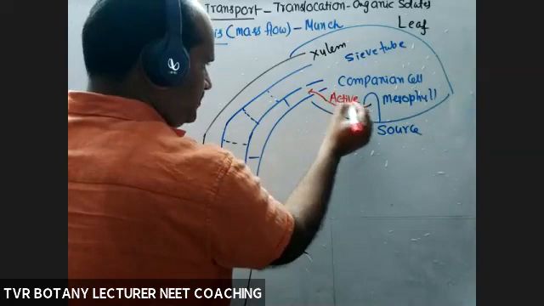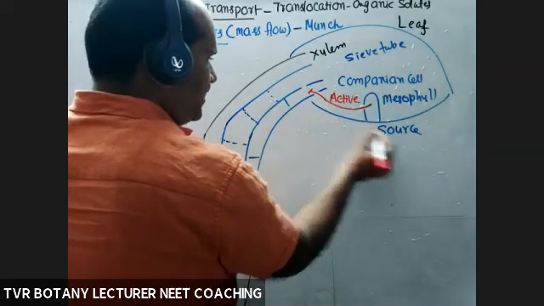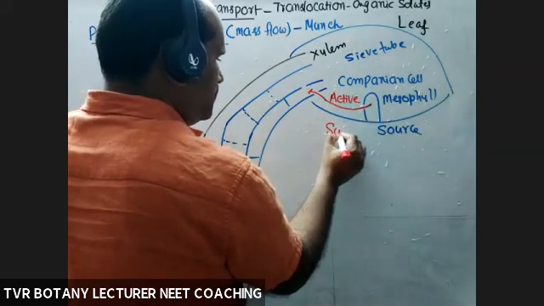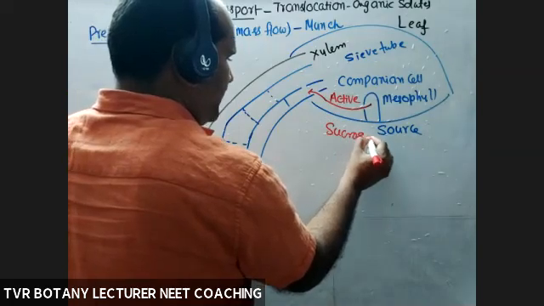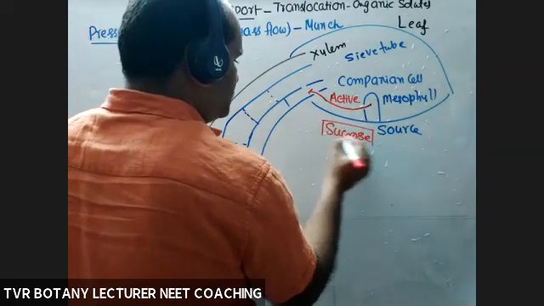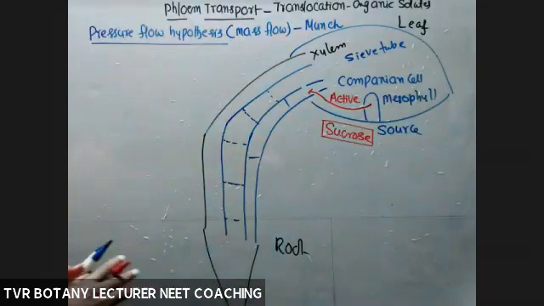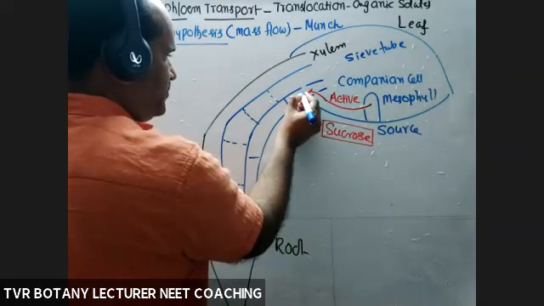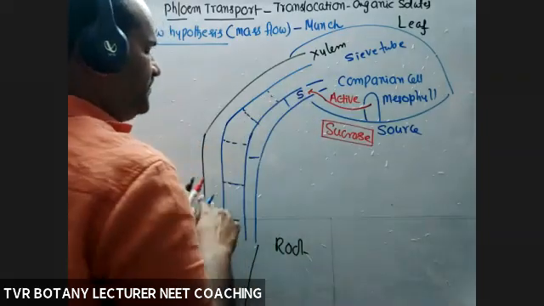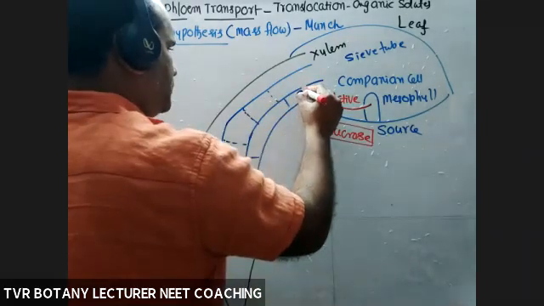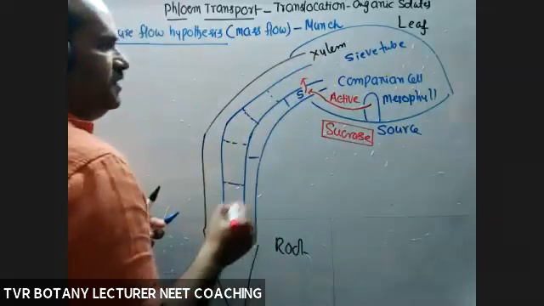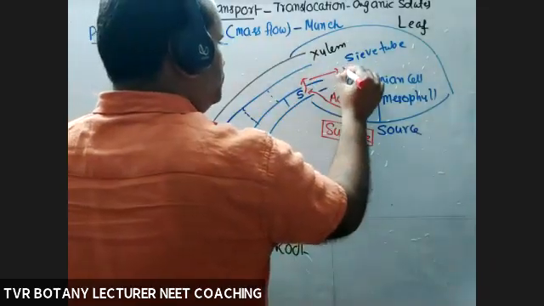Now, that sucrose. This red color arrow indicates the direction of movement of sucrose, a disaccharide. Carbohydrates are always transported in sucrose form only. Now sucrose is transported into the sieve tube. That is also active transport.